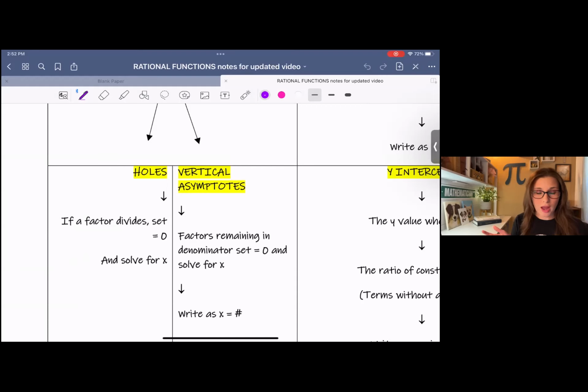So you may never have a hole in the function, but you might. Basically what happens for a hole is, once you factor everything out, if something divides, then that's a hole. That factor has an x value with a hole. And then the vertical asymptote is everything left over in the denominator. You're going to have factors left over, set them equal to 0, solve, and that's your vertical asymptote. So those are both connected to domain. Domain is x, so these are the x values that are excluded, holes and asymptotes.